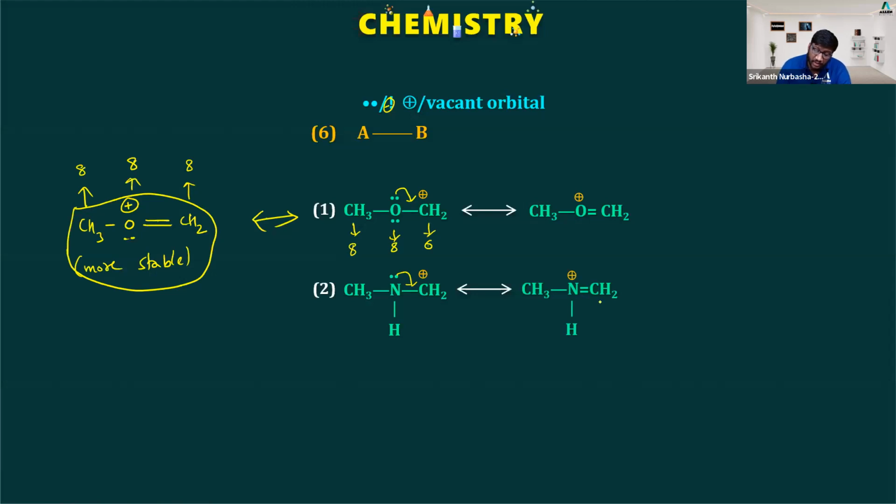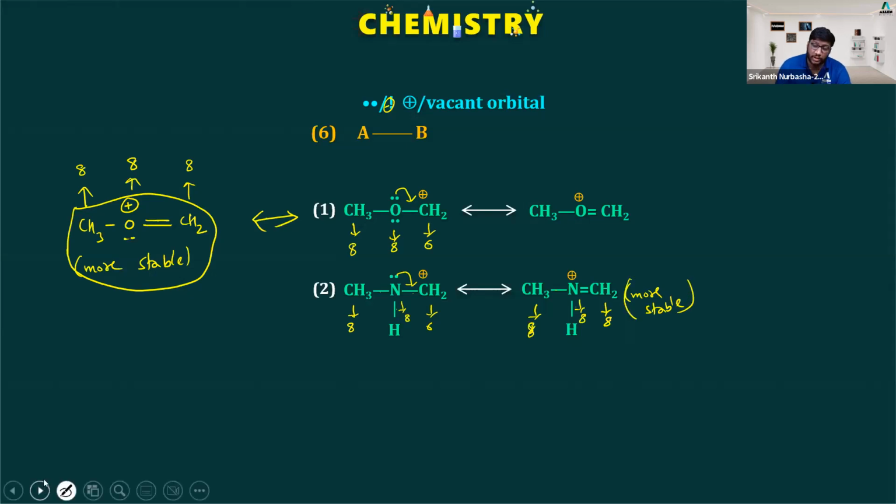Again, if you compare in this particular resonating structure, is the octet present or not? Earlier you had only 6 electrons on this carbon. This nitrogen has 1, 2, 3, 4, that means 3 bond pairs and 1 lone pair, 8 electrons. This carbon has 4 bonds, so 8 electrons. What about here? Carbon has 4 bonds, 8 electrons. Nitrogen has 4 bonds, 8 electrons. This carbon also has 8 electrons. So which should be more stable? This should be more stable.